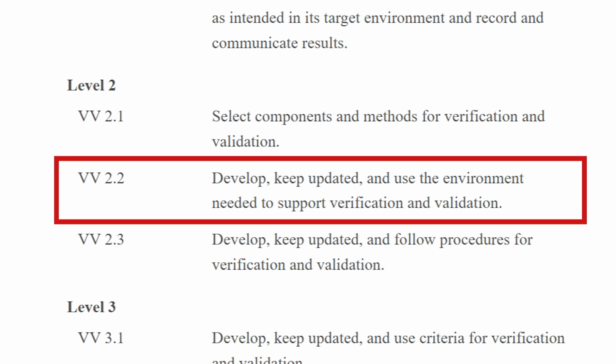VV 2.2 is concerned with ensuring that we have the necessary environments available to us to perform the activities we identified because of practice VV 2.1. Typically, we need a range of different environments that will enable us to perform the required verification and validation activities effectively and efficiently. For a software development project, for example, we may be able to perform simple unit testing in the software development environment, but once we start integrating modules together, we may need a separate dedicated test environment, which is more representative of the final target environment to enable the testing of interfaces.